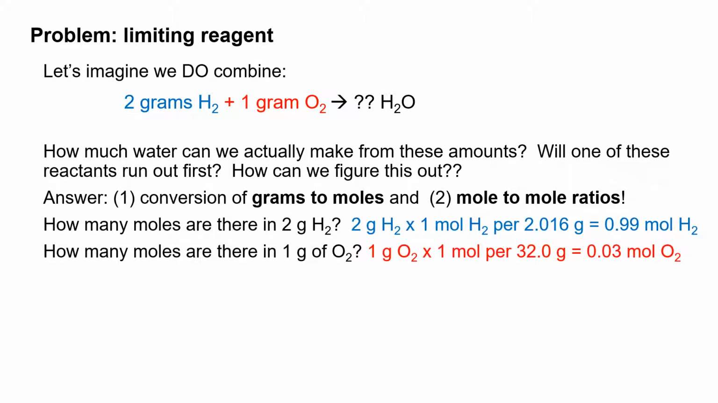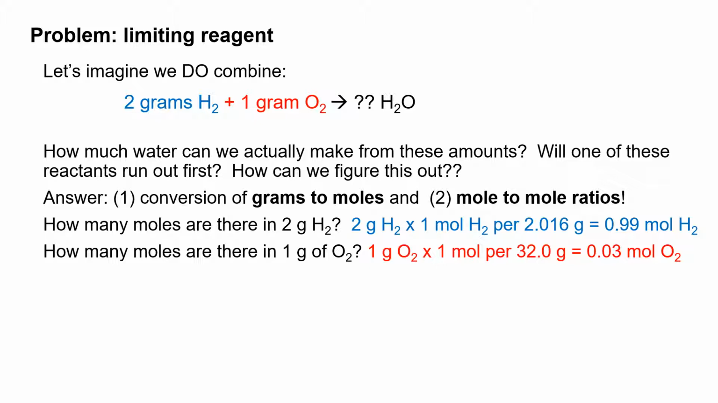Well, we're going to follow the yellow brick road like we saw in that last figure. We're going to go from grams to moles, and then we're going to use mole-to-mole ratios. So the first question we need to ask ourselves is how many moles are there in 2 grams of H2, and how many moles are there in 1 gram of O2?